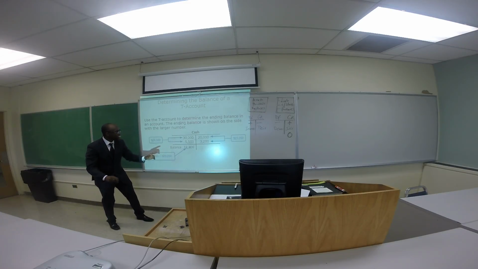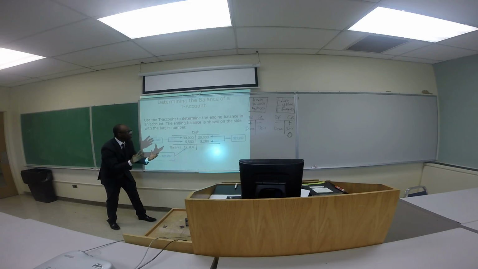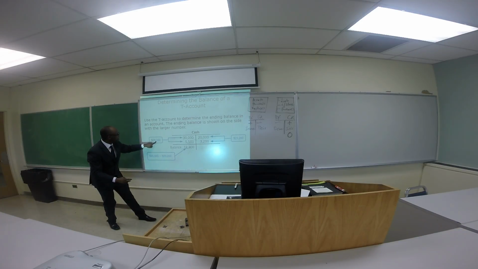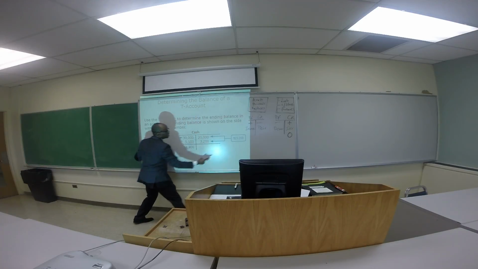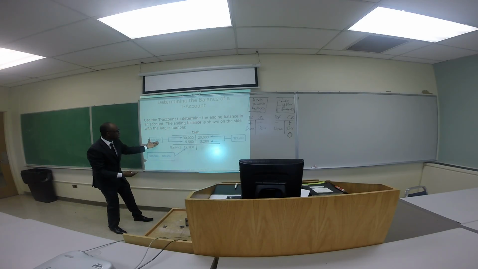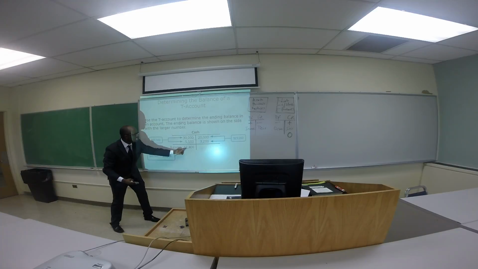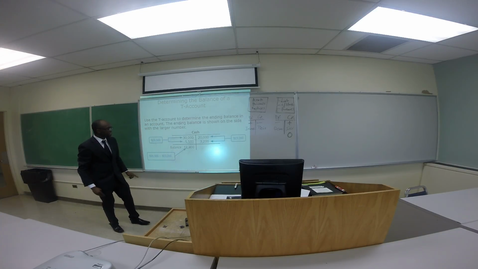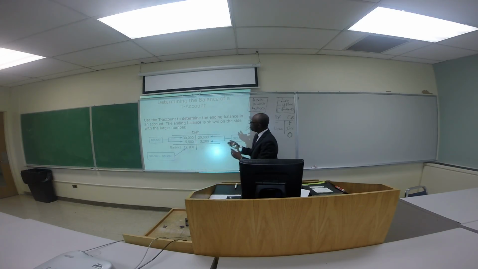So the balance of this account is placed on the side with the larger figure. So 35,500, 23,200, obviously 35,500 is larger, and that is debit, so we have it on the debit side. So we said that the normal balance of an account is shown on the side with the larger figure, and that larger figure is usually on the increase side of the account.